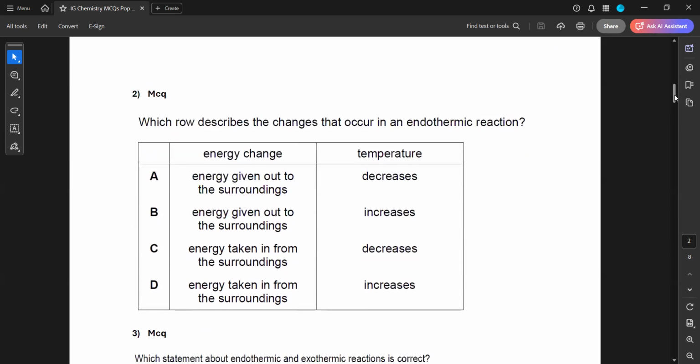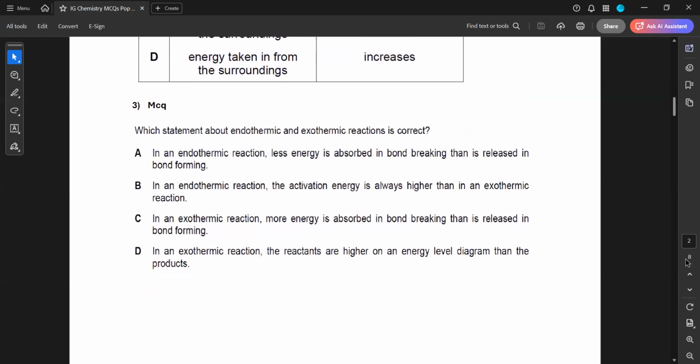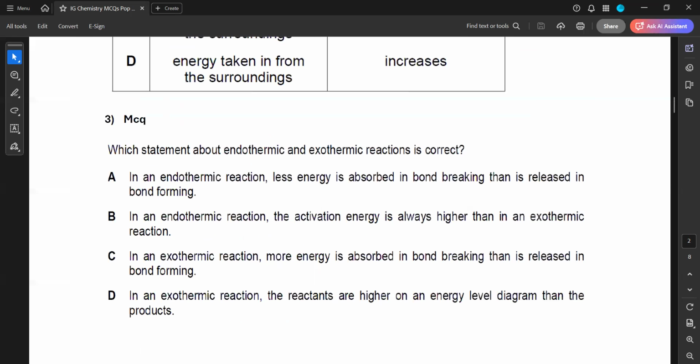Question 2. Any doubt in question 2? The correct answer for this one is C. For any question, if you need explanation, I'll explain as well. If you don't have a doubt, I will just let you know the answer. Question 3, any doubt? The correct answer for question 3 is D.